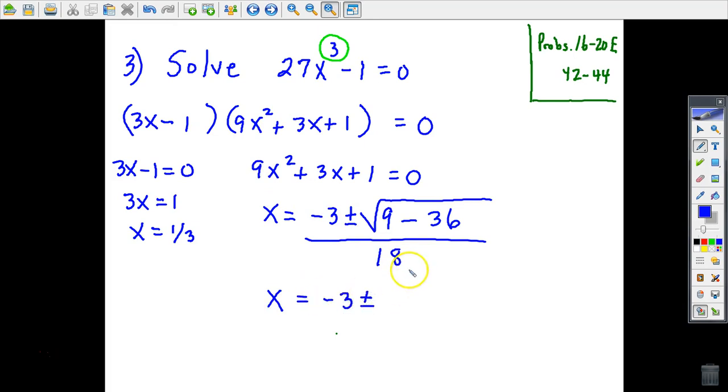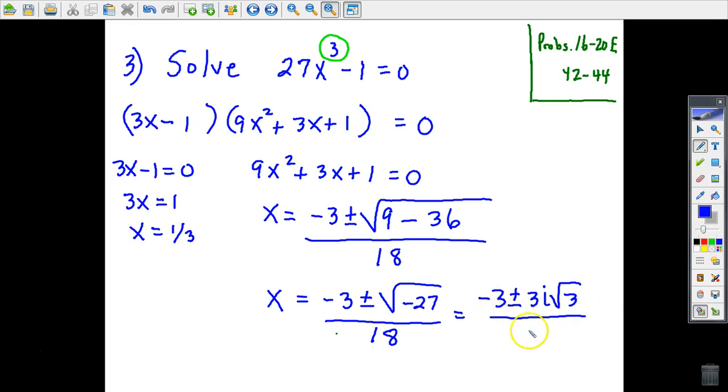So just simplifying the radical underneath the radical, that's negative 27. Okay, and hopefully you remember that the square root of negative 27, using the number i, and what we know about simplifying radicals, that would be 3i square root of 3 all over 18. Now we don't want to stop here because we have an opportunity to reduce or simplify.